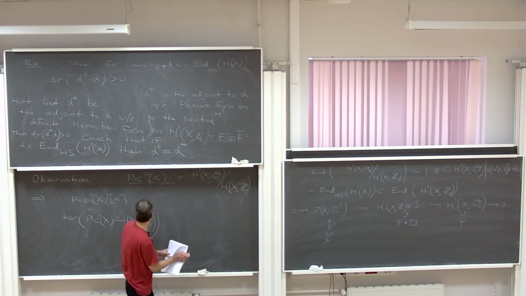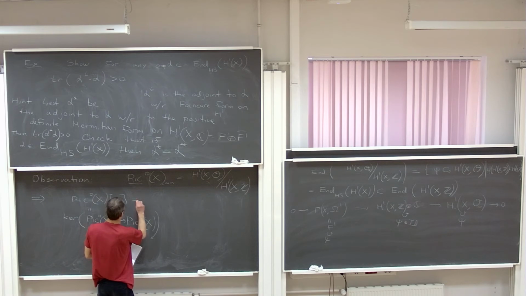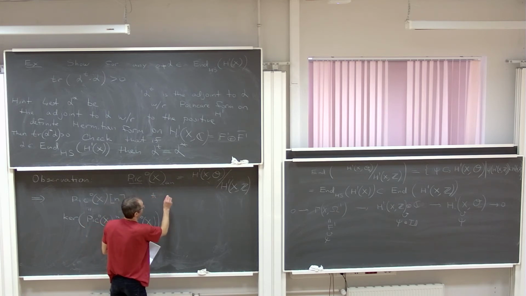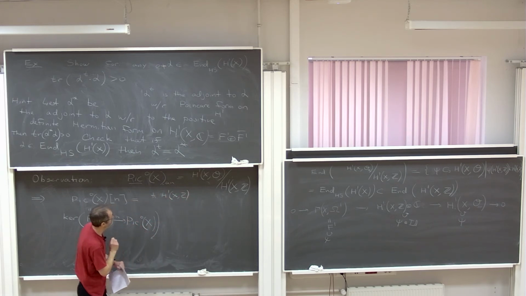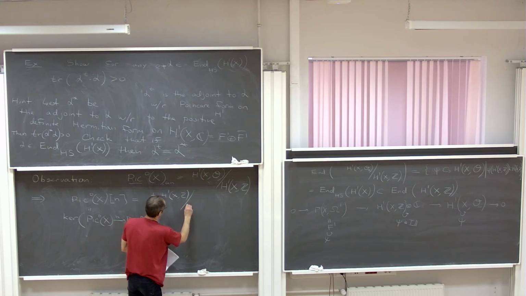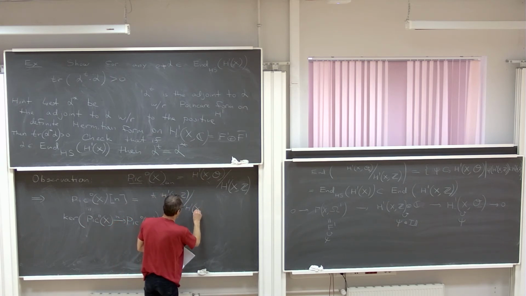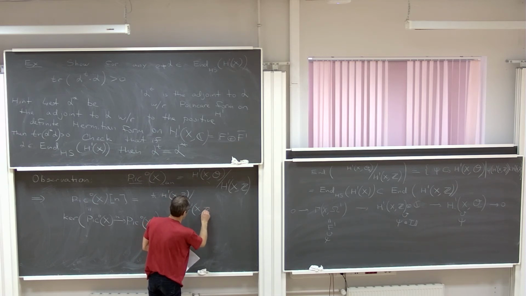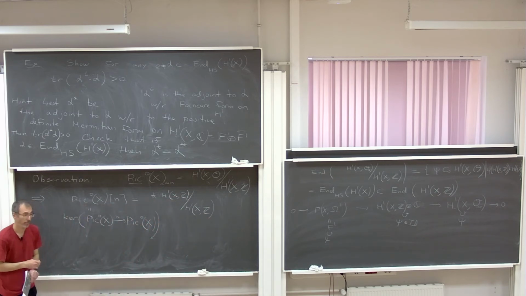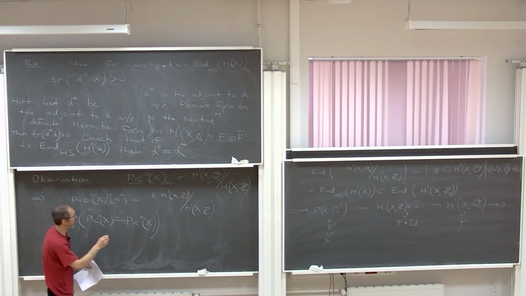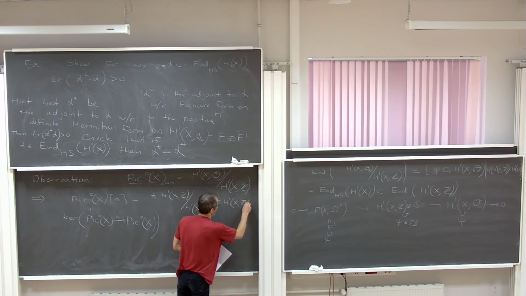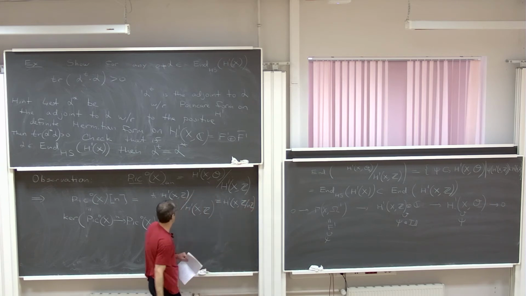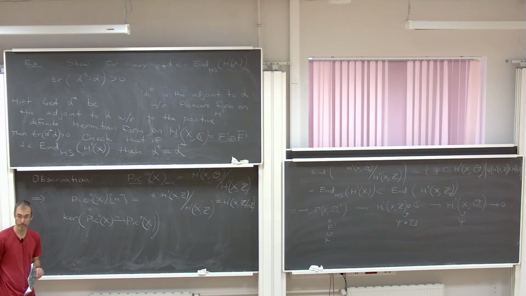1 over n. Very good. So this is 1 over n H1 of X, Z, modulo H1 of X with coefficients in Z. Is it clear? Good. And this is the same as H1 of X with coefficients in Z mod nZ. By definition.